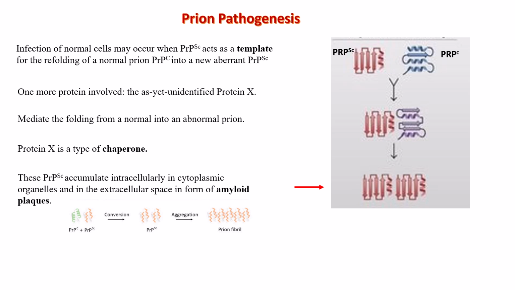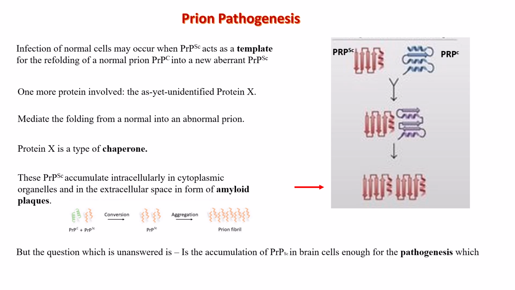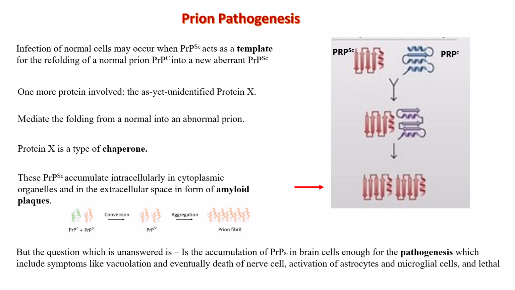But the question which is unanswered is whether the accumulation of PRP-SC in brain cells is enough for pathogenesis, which includes symptoms like vacuolation and eventually death of nerve cells, activation of astrocytes and microglial cells, and lethal impairment of electrical functions of cells?